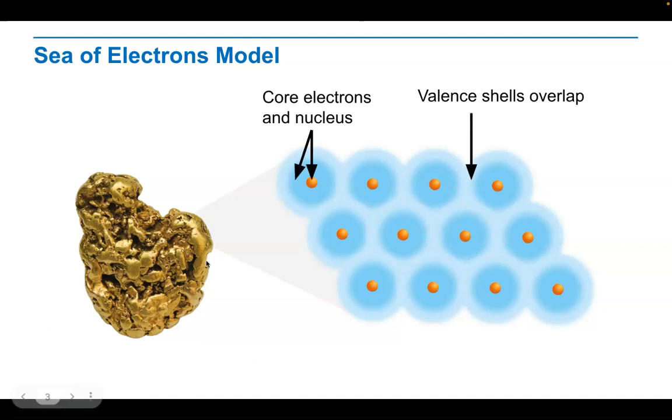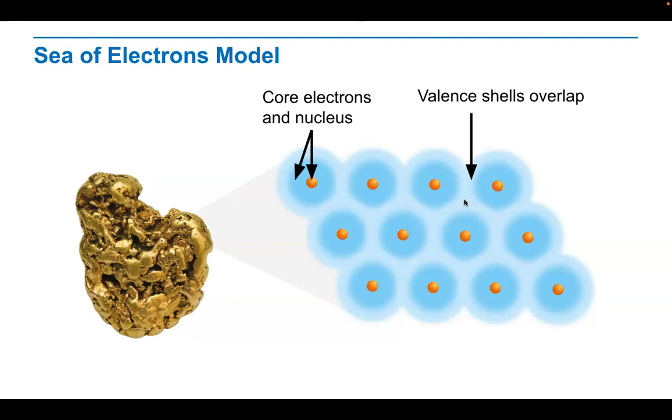Here, I have a piece of gold metal. If we look at it at the atomic level, we can see that I have core electrons and nucleus in the dark blue and the orange. And then this light blue represents the valence shells. You can see that the valence shells of each of these metallic atoms overlap. So, like an ionic compound, the metal atoms become cations.